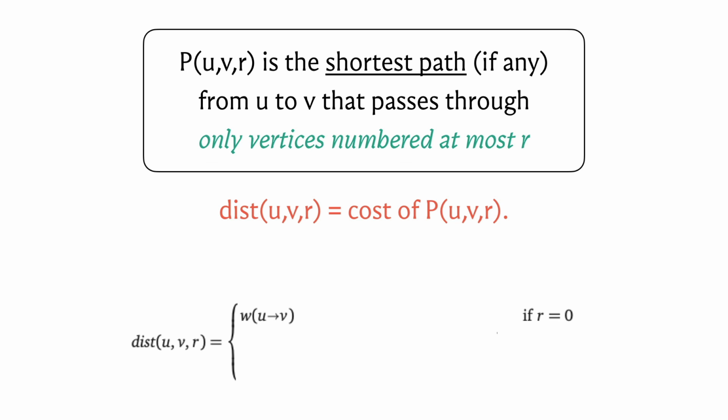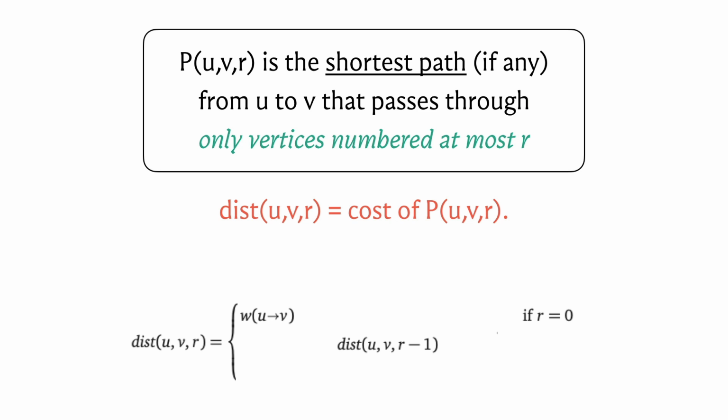Now in the next generic step, what we want to do is to compare these two situations. The first is when the path from U to V, the optimal path, which is supposed to restrict itself to labels at most R, happens to not care for the vertex labeled R. In this case, the answer is going to simply be the distance of UV R minus 1.